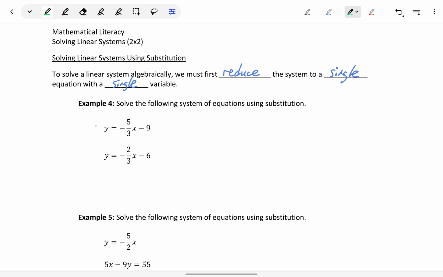So let's label our two equations again so we can reference these. We have equation 1 and 2, and what we do with solving our systems by substitution is select one expression to substitute into the other. What we're going to do in this first case is use the fact that y equals -5/3 x minus 9, our first equation. We're going to take that expression, which we know is equal to y, and substitute that into the second equation for y.